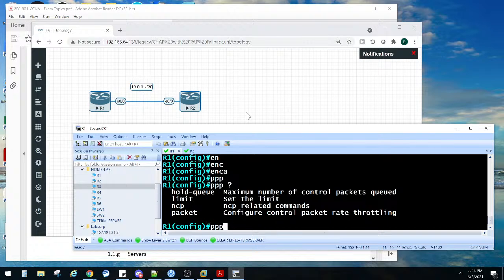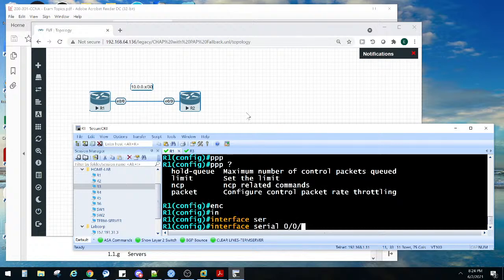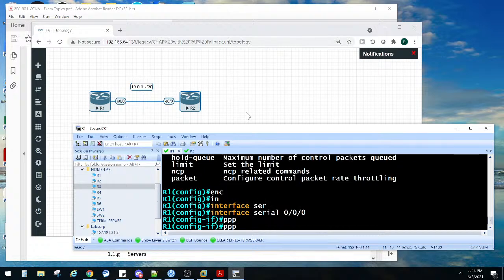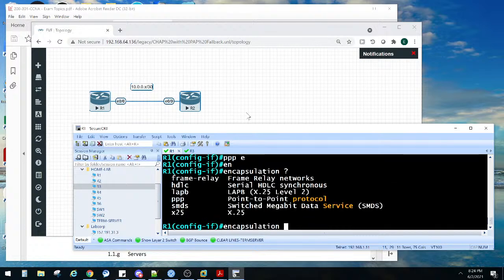You don't see it there. Encapsulation. Oh no, you got to go to interface. Interface serial 0/0/0. PPP. No, we got to do encapsulation. There you go. That's what I was looking for.